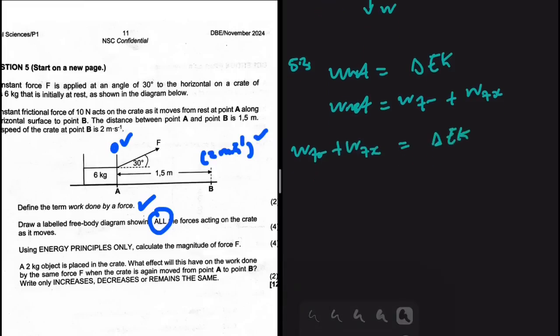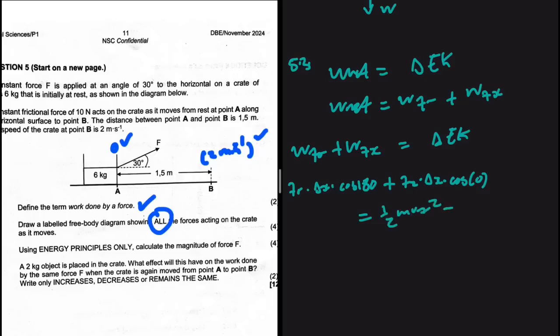So the work done by frictional force is going to be Fr multiplied by delta x multiplied by cos of 180, plus the work done by the horizontal component of the force applied. So that is Fx delta x cos of 0. It's cos of 0 because the object is going from A to B, which is the same direction as the horizontal component of the force applied. And this will be equal to half m vf squared minus half m vi squared.